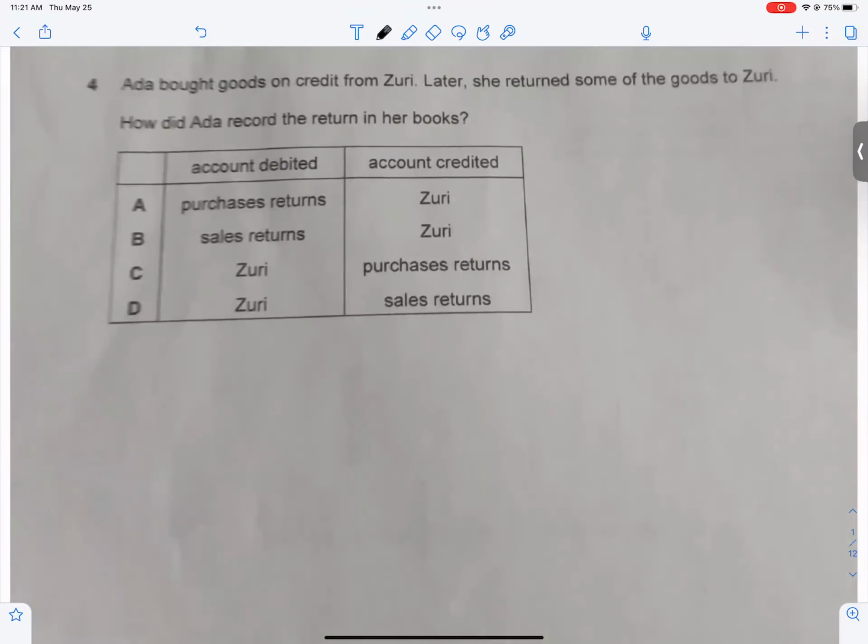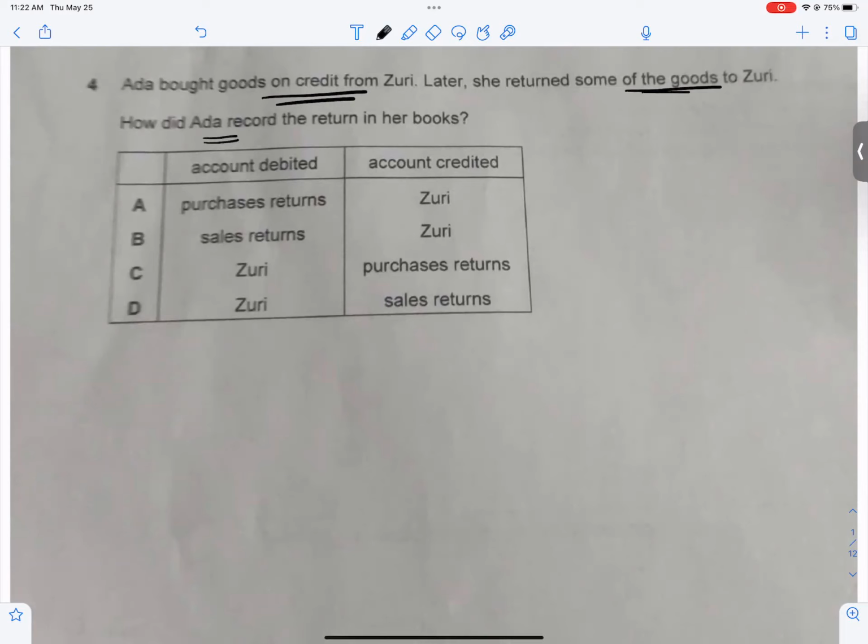One minute, please. Ada bought goods on credit from Zuri. Later, she returned some of the goods to Zuri. How did Ada record the return in her books?